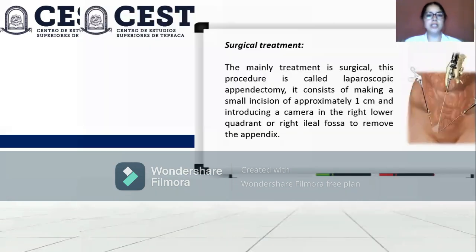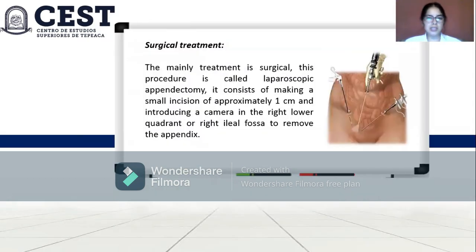Surgical treatment. The main treatment is surgical. This procedure is called laparoscopic appendectomy. It consists of making a small incision of approximately 1 centimeter and introducing a camera in the right lower quadrant, or right iliac fossa, to remove the appendix.